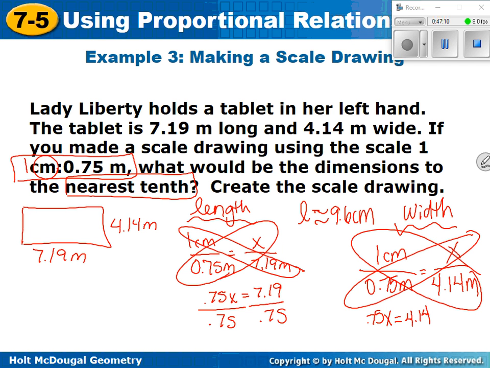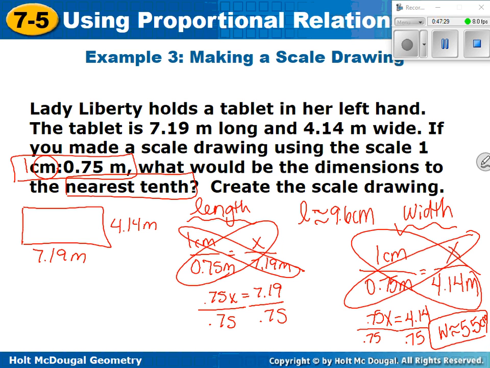Am I going too fast? Stop me if you have questions. Okay, divide by 0.75. And what is the width? Approximately 5.5 centimeters.